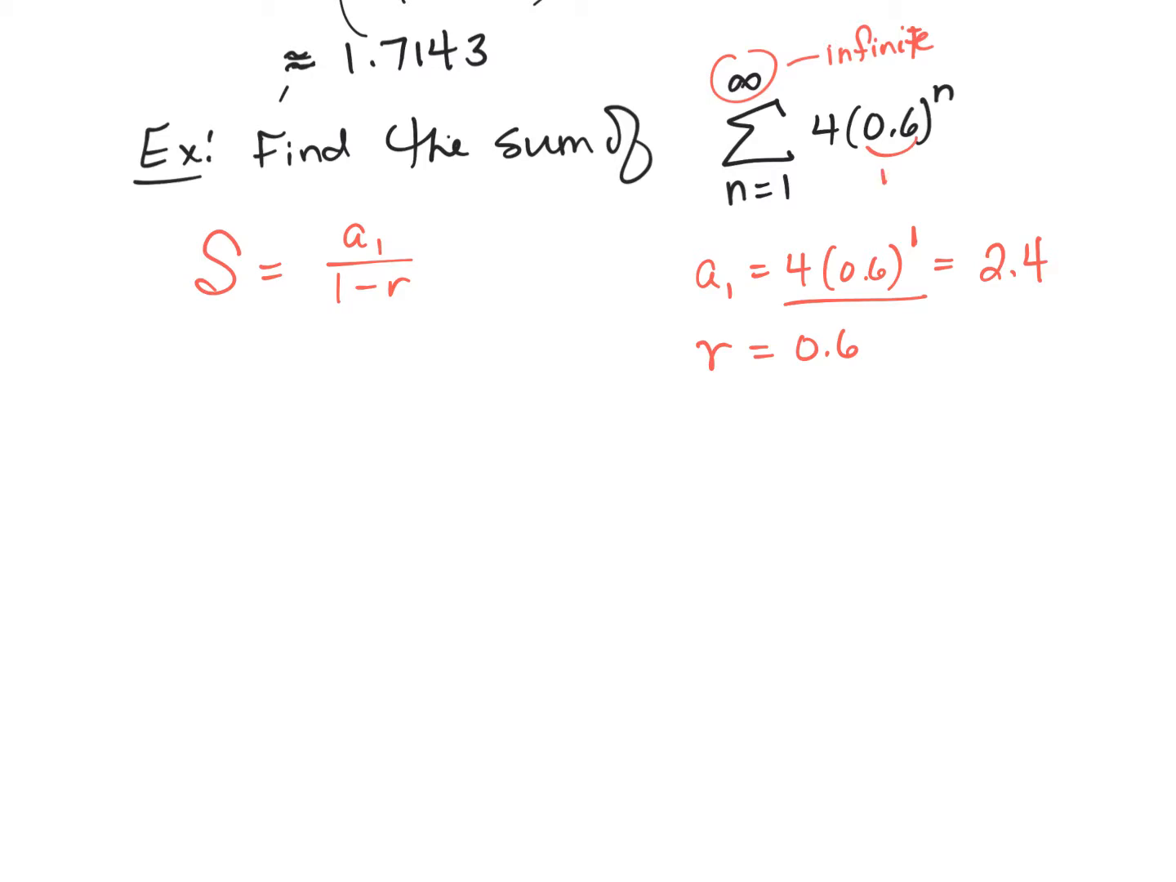0.6. That would be my R, wouldn't it? All right, so we just plug in. 2.4 divided by 1 minus 0.6.